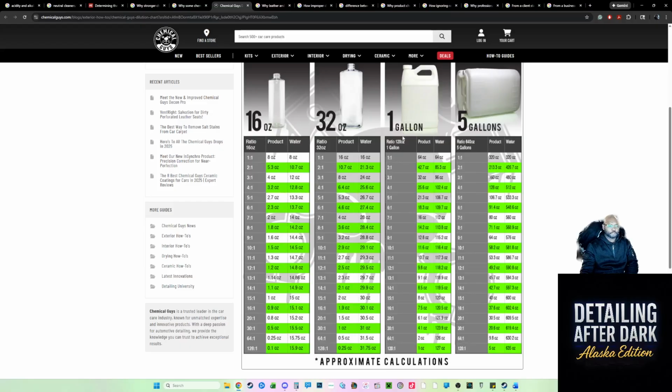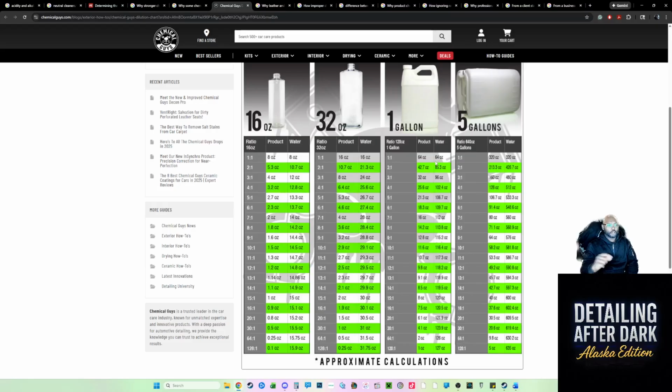And again, this is to make, in all reality, this would actually make 2 gallons. So it says a 1-to-1 ratio. It would be 64 ounces, 64 ounces. That's a 1-to-1. Oh no, this is right. This is for a 1 gallon mixture. Sorry, this is correct. So you need 64 ounces of the product and 64 ounces of water.